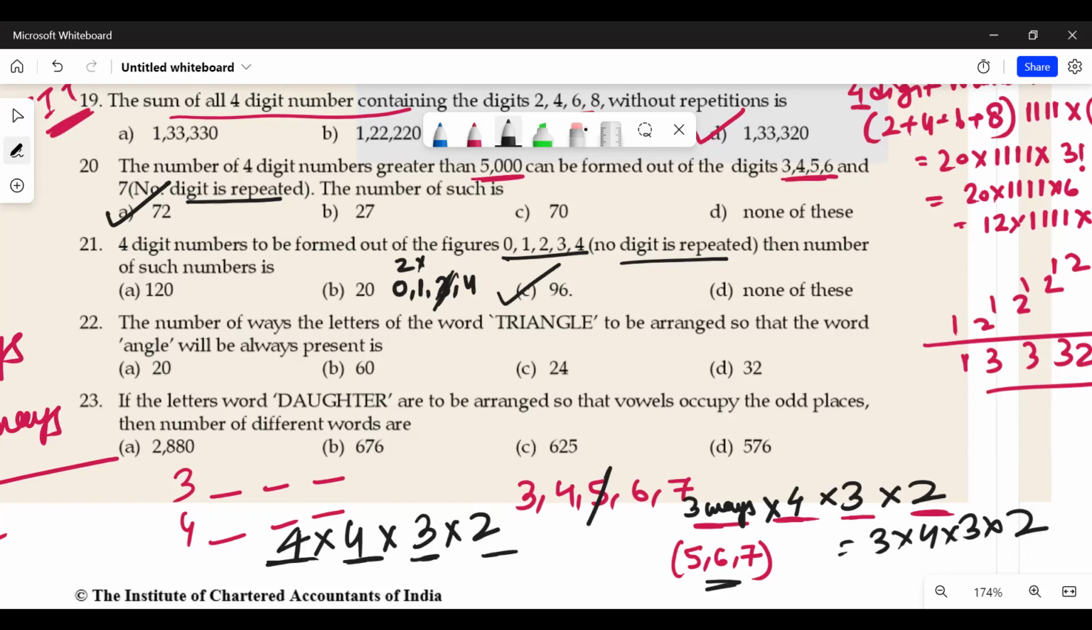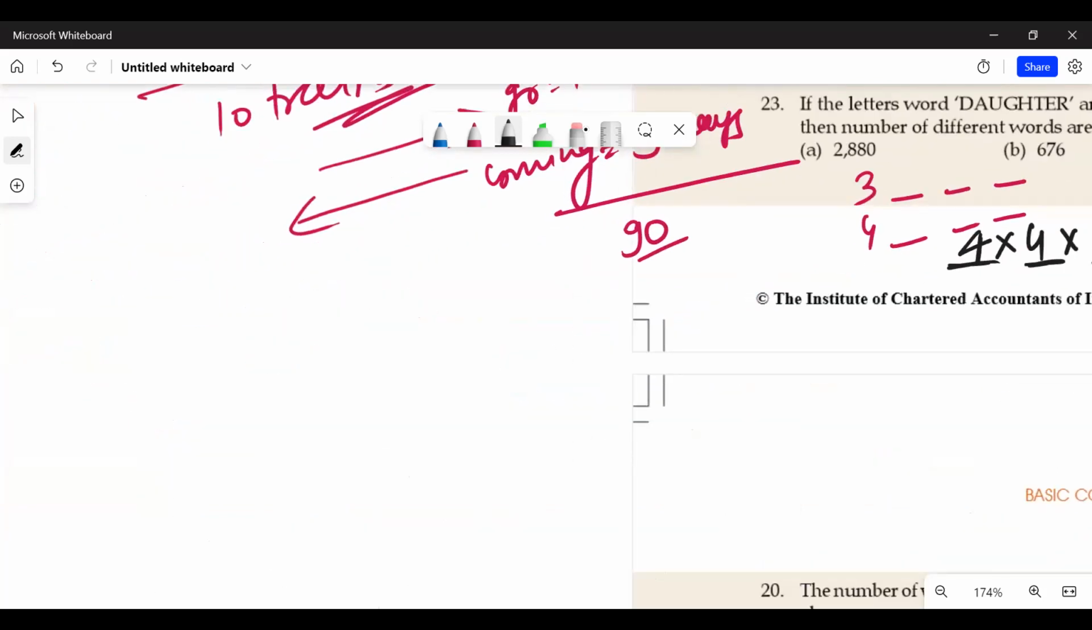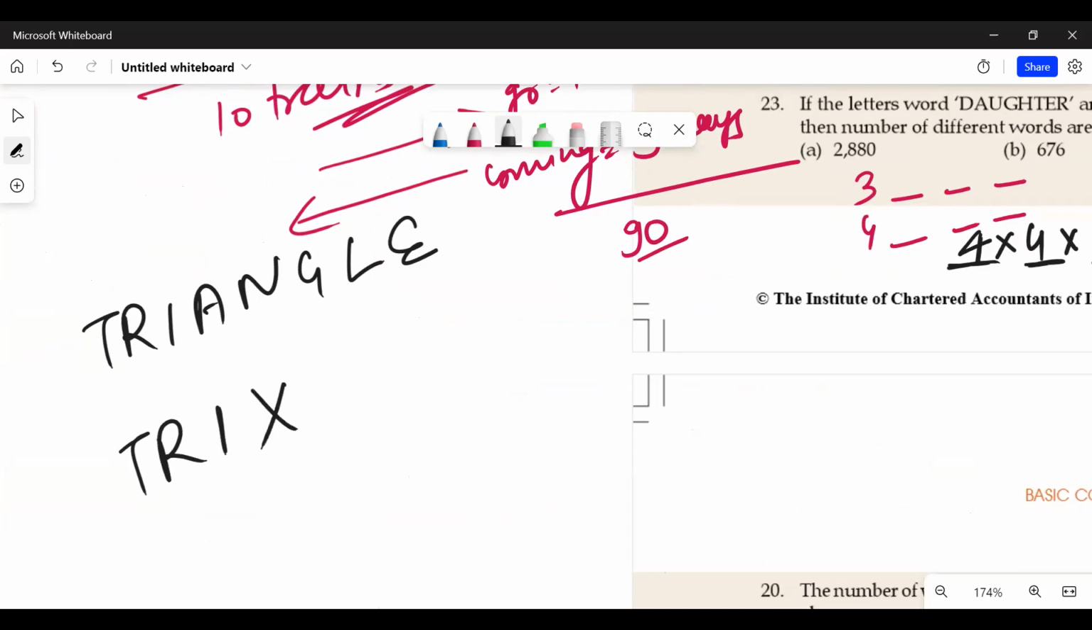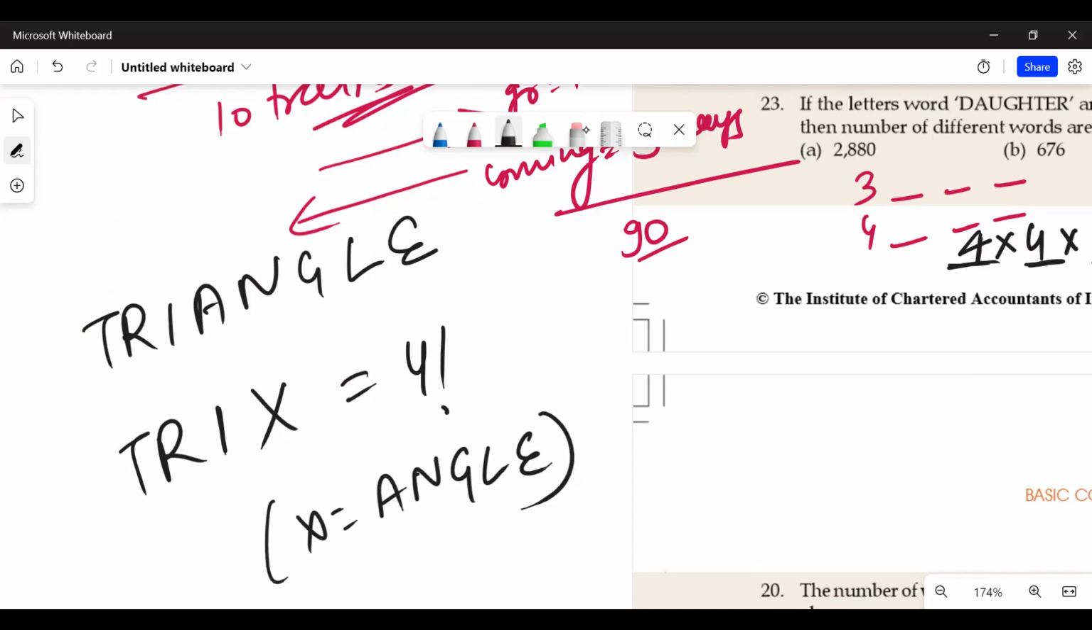Triangle, such that ANGLE will always be present. So you want to arrange TRIANGLE. You want ANGLE to be together, so like TRIX, 4 factorial. Suppose X is ANGLE. You want all the letters of ANGLE to be together, and you cannot interchange their places. If you interchange the places, then ANGLE will not be there; it will become something else, NAG or anything. With 5 letters, they can change places in 120 ways.